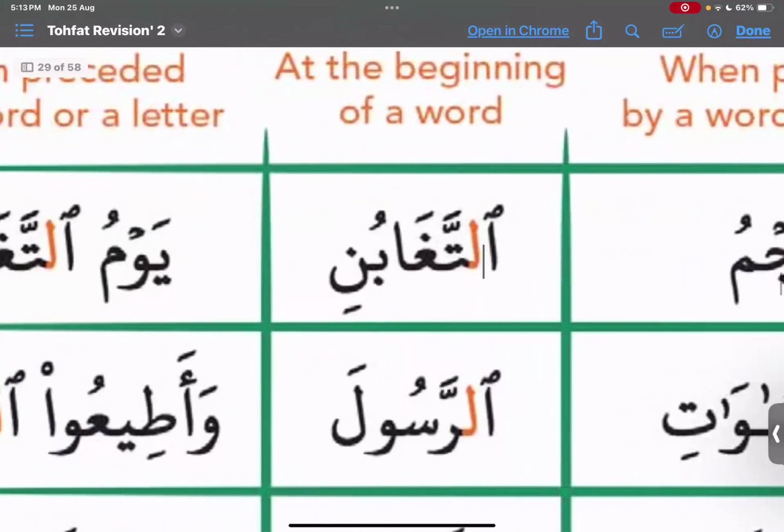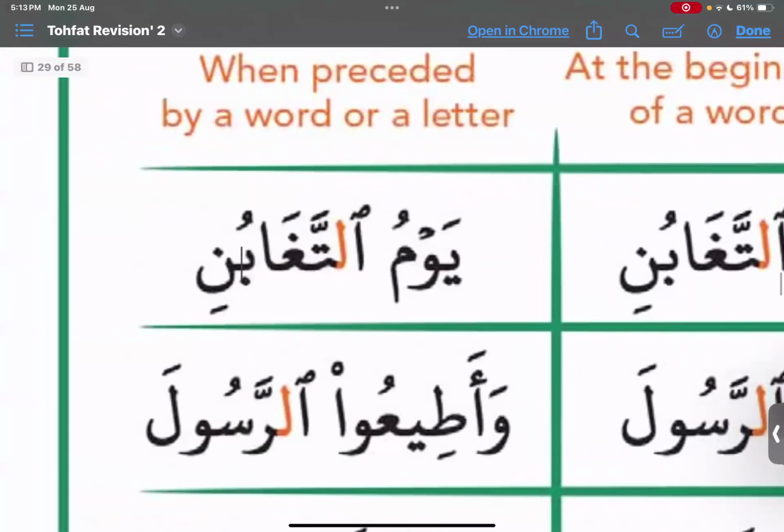Another example. I have here the article al, followed by one of my letters of shamsiyya, my letters of idgham. It also has a shadda on top. So I know that this lam over here is going to be idgham, meaning I'm not going to pronounce it. This alif here, it's the beginning, so I'm going to pronounce it with a fatha. At-taghabun.